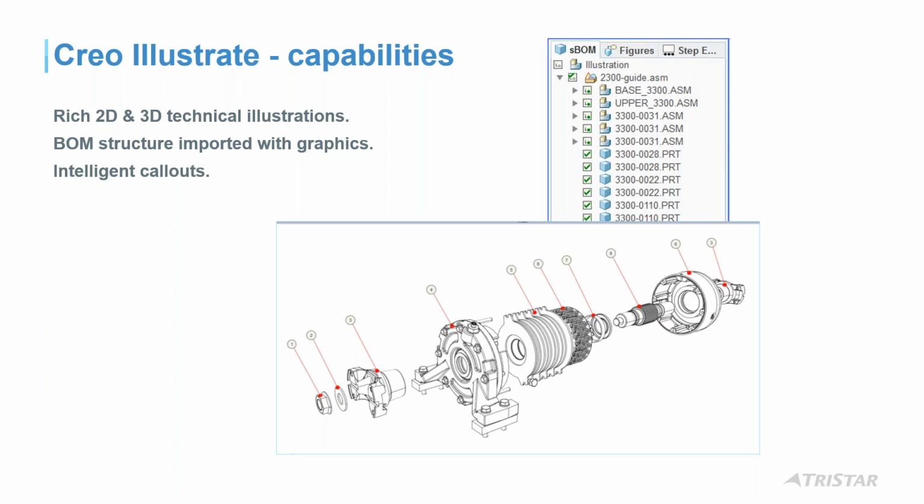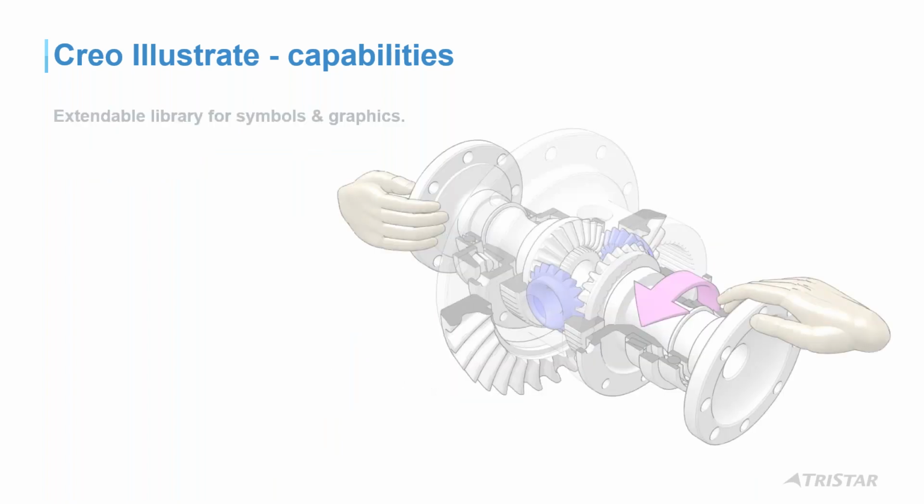So sometimes I may need to create things like hardware kits or groups of components that need to be called out as a spare part or a part that I want to use in my ordering process. So those intelligent callouts are tied to the part. And you'll see in my demonstration how they work.